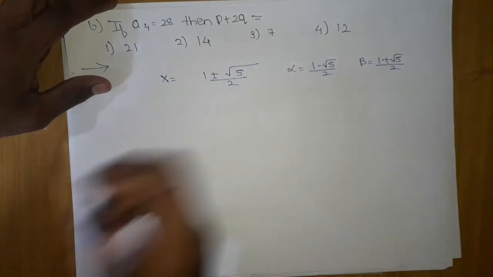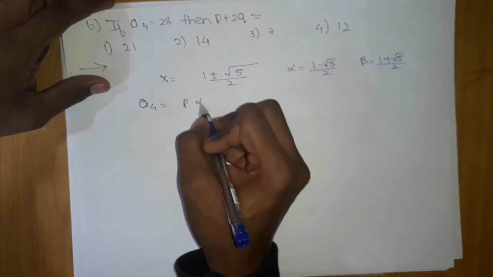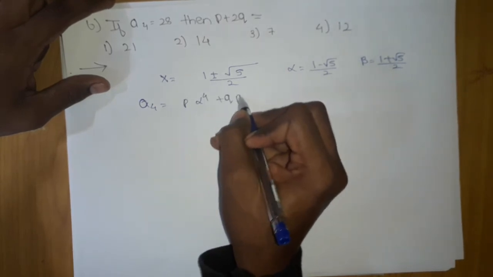Now what is a4? A4 is p alpha to the power 4 plus q beta to the power 4, right?